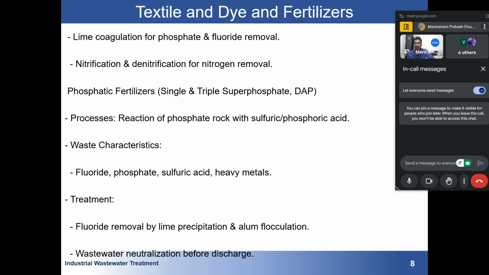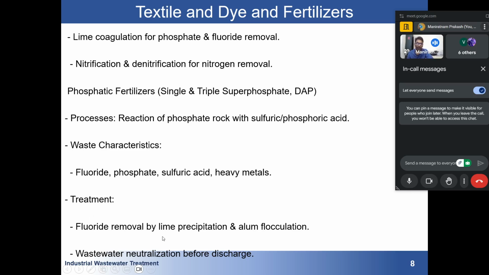Reaction of phosphate rock with sulfuric acid gives phosphoric acid. Again, it will contain a high amount of fluoride because the phosphate rock contains some amount of it. It has been seen that phosphate minerals also contain fluoride. So we have fluoride, phosphate, sulfuric acid and heavy metals. Again, as we are using rock, there will be other heavy metals also, like chromium, cadmium, zinc, iron.